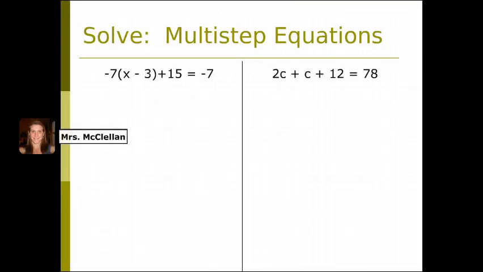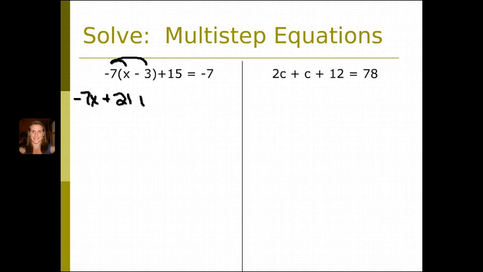Now we're going to move on to multi-step equations. Multi-step equations just mean that the problems are a little bit longer, and obviously you're going to have a few more steps that you need to complete before you can solve for your variable. The first thing you always want to think about is, do I have anything to distribute? Well, in our first example, we do. We need to distribute a negative 7 to everything inside of the parentheses. So we get negative 7x. Negative 7 times negative 3 gives us a positive 21 plus 15 equals negative 7.